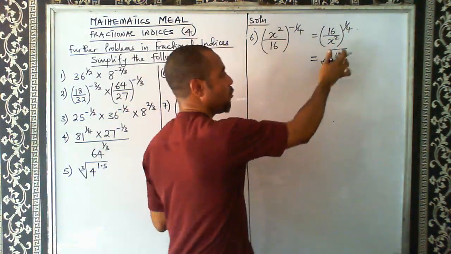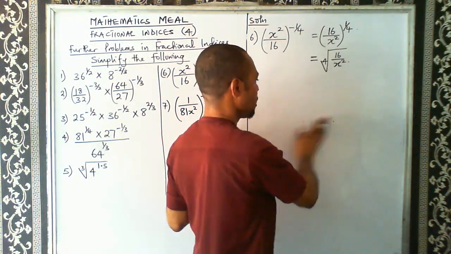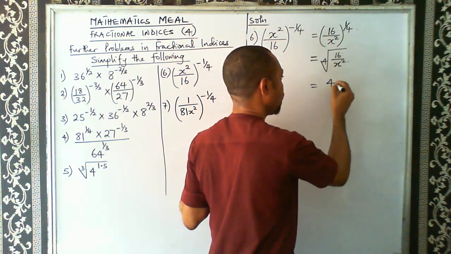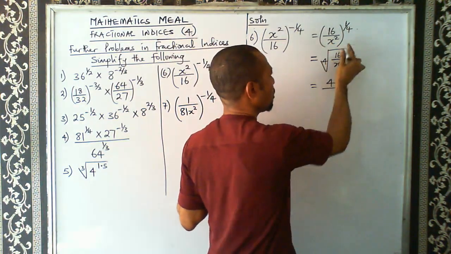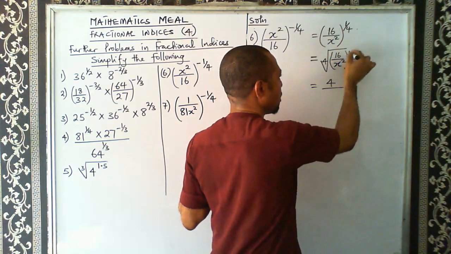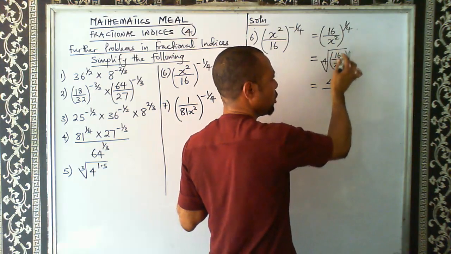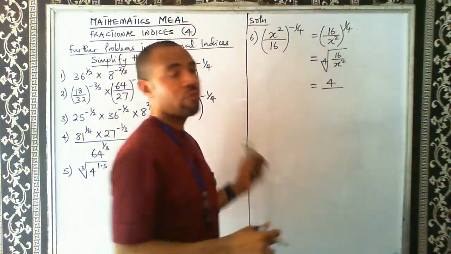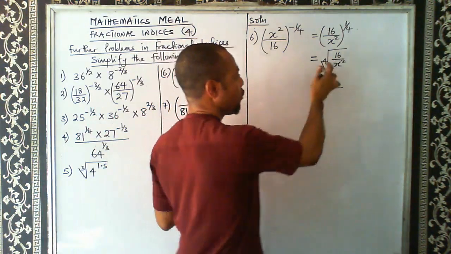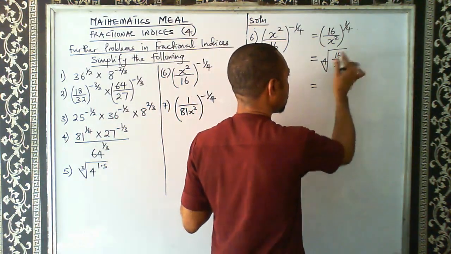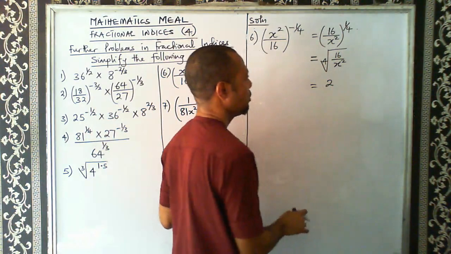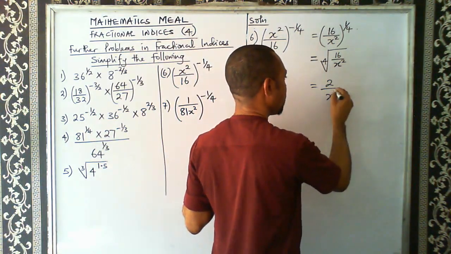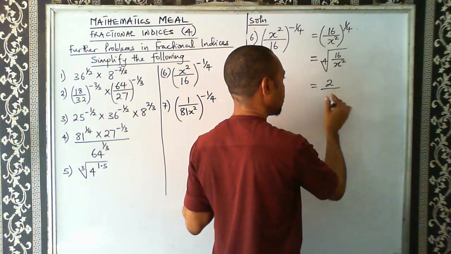So now what is the 4th root of 16? The number you multiply 4 times to give you 16 is going to be 2. Remember, this is power of 1, but the power of 1 will not change this value, so we just write the 4th root. So the 4th root of 16 is 2. Now, what is the 4th root of x raised to power 2? It is going to be x raised to power half. Don't shout, I'm going to explain.